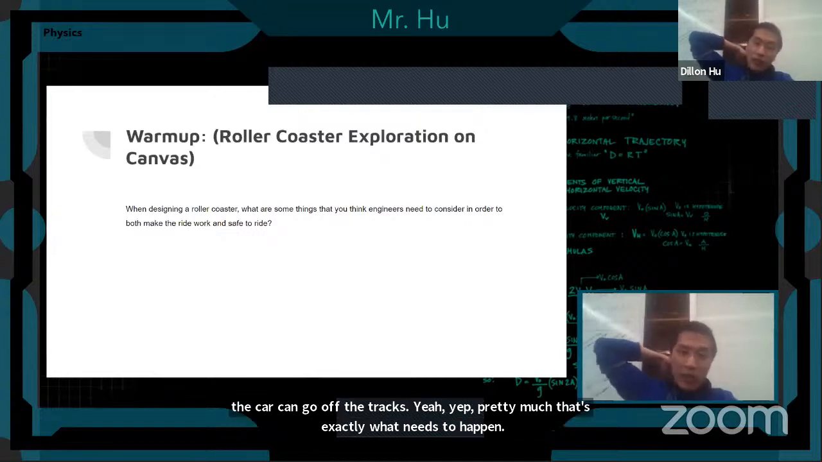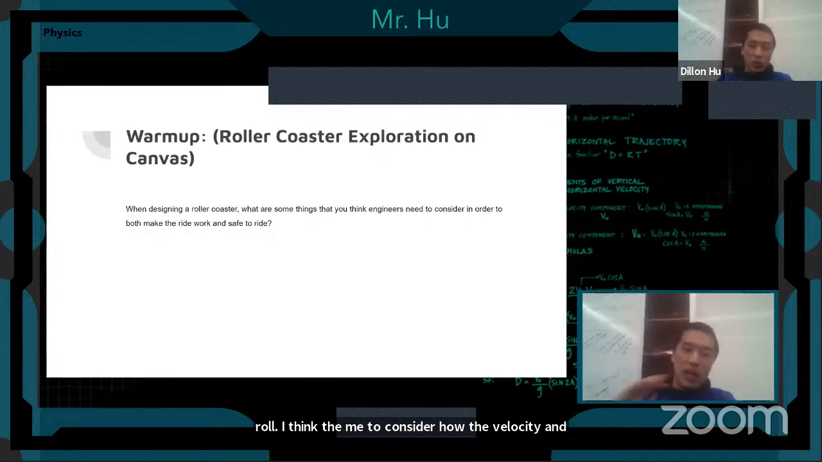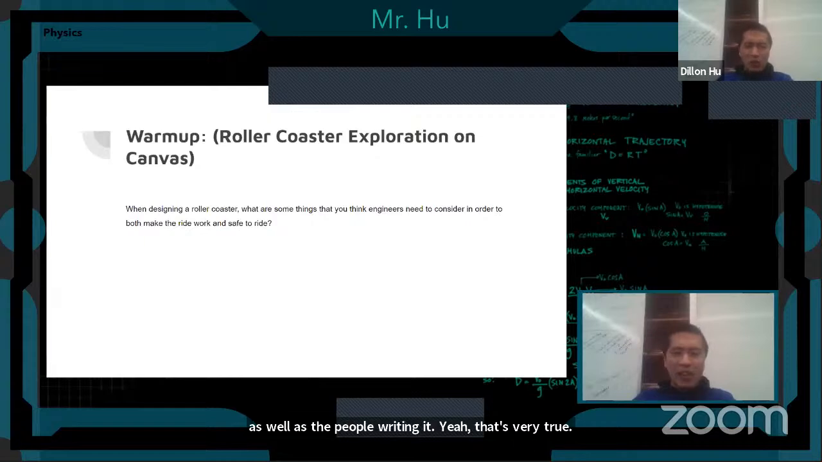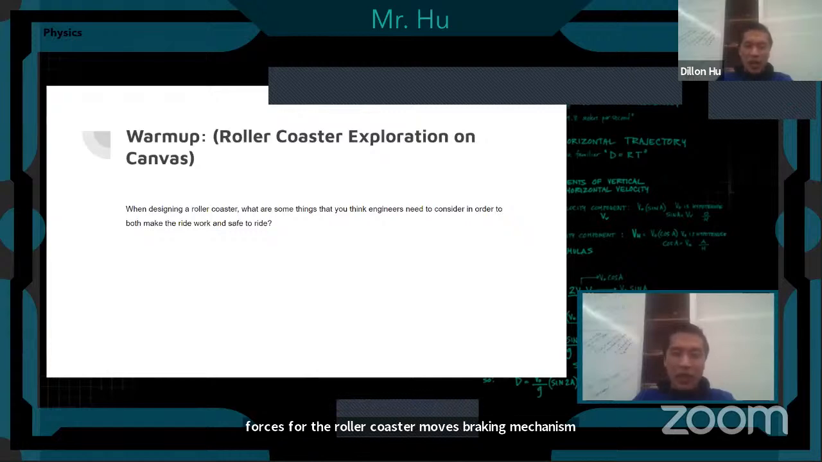I think they need to consider how the velocity and acceleration could affect the roller coaster over time, as well as the people riding it. Yeah, that's very true. The ADA also, is that the American Disability Act? I'm not really sure. But also potential and kinetic force, so the roller coaster moves, braking mechanism, so the ride doesn't go too fast at a given moment. Timing if there are multiple cars, a design that gives the roller coaster enough energy to complete the track, and is also interesting, wheels and attachment to track that are both safe and have the right amount of friction.